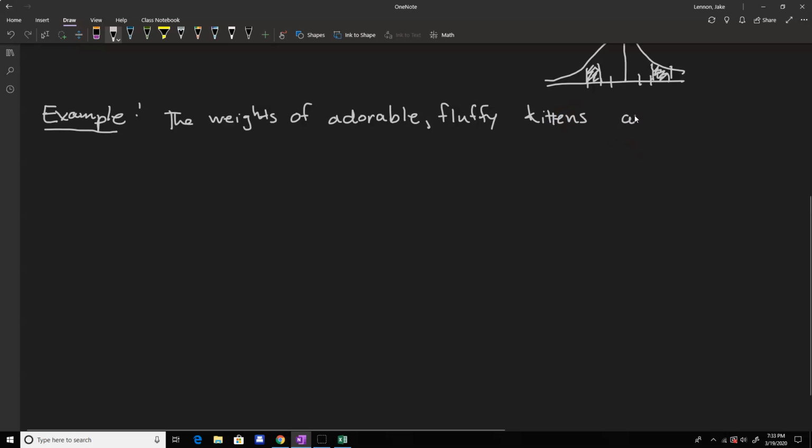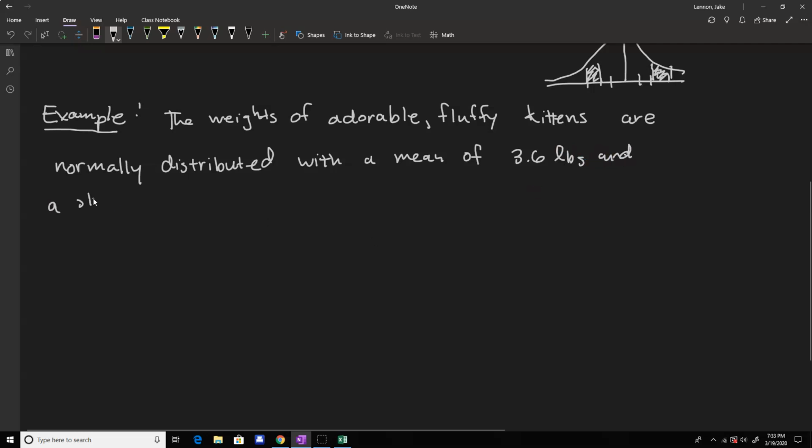are normally distributed with a mean of 3.6 pounds and a standard deviation of 0.4 pounds.